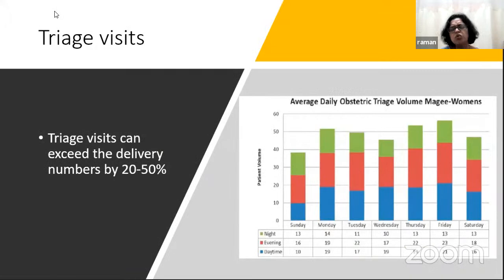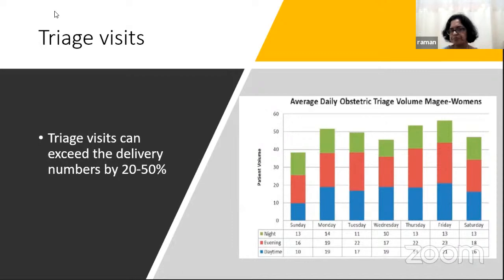So how many visits to triage can we expect? This is a rough rule of thumb. Basically what they say is that this can exceed the delivery numbers by as much as 20 to 50%. This gives us a rough guide to plan the triage area.